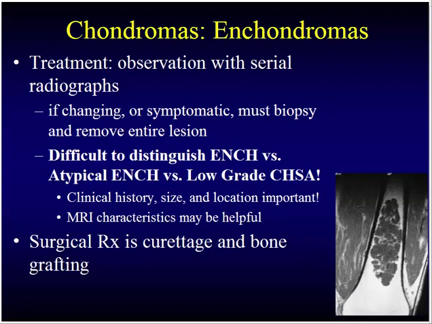If it's changing, if it's getting bigger, if it's getting lytic in a spot, or something else is going on, you got to do a biopsy. You got to take it out. And it can be very difficult to distinguish between a low-grade enchondroma, or rather an enchondroma, and a low-grade chondrosarcoma, or the so-called atypical grade 1/2 enchondromas. Clinical history, size, and location is important, and the MR characteristics may be helpful.